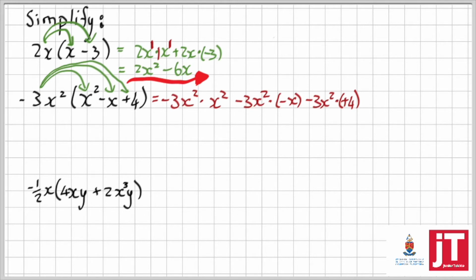If I now work this out, I'm saying negative 3 times by 1. So negative 3 times by 1 is negative 3. X squared times x squared is x to the 4. Then I go to the second term, which is negative 3 times by negative 1, which is positive 3. X squared times by x is x to the 3. And I do the same with the last term, negative 3x squared times by positive 4. A minus times by plus gives me a minus 12x squared.